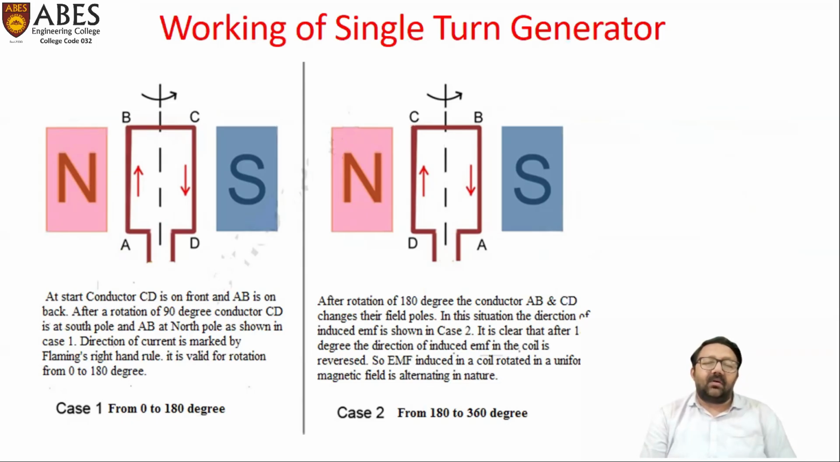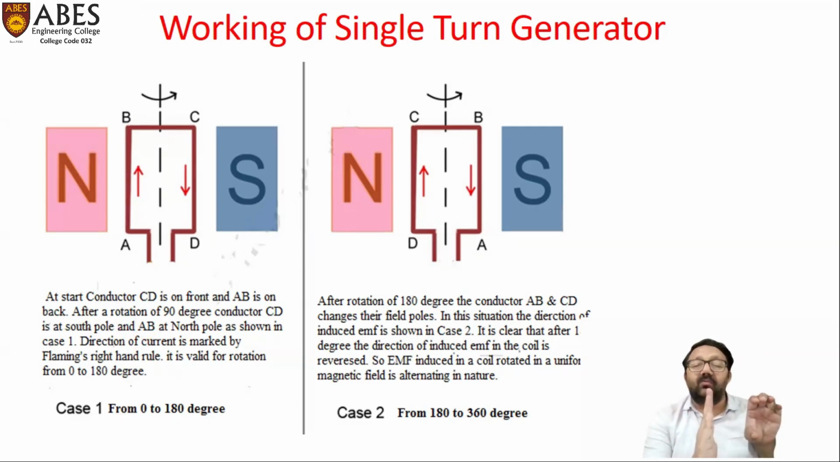At the start of the observation, the conductors CD and AB are held like in this situation, where conductor CD is in front of us and conductor AB is not visible to us. As we can see, the coil is being rotated like this. So here is case 1, from 0 to 180 degrees. Initially, when we start our observation, conductor CD is on the front and conductor AB on the backward side.